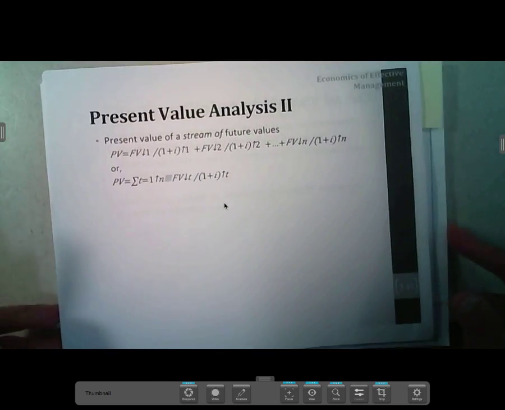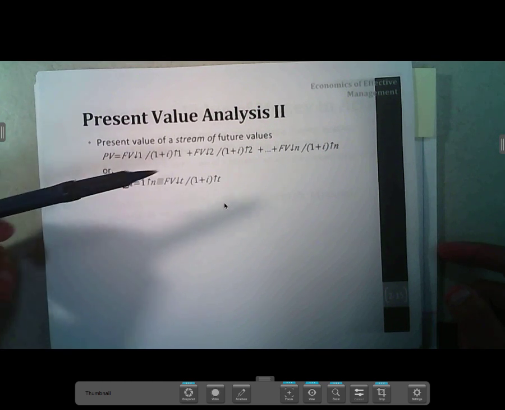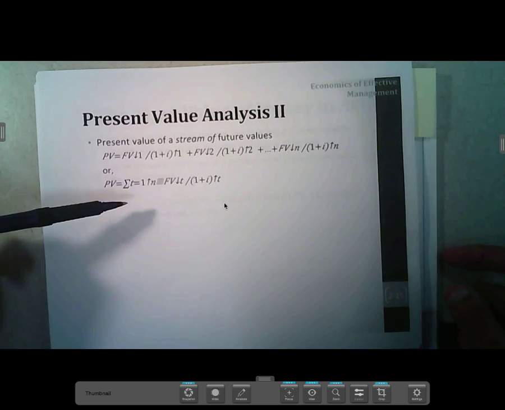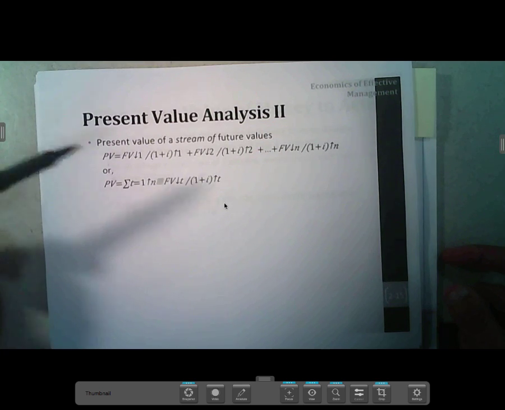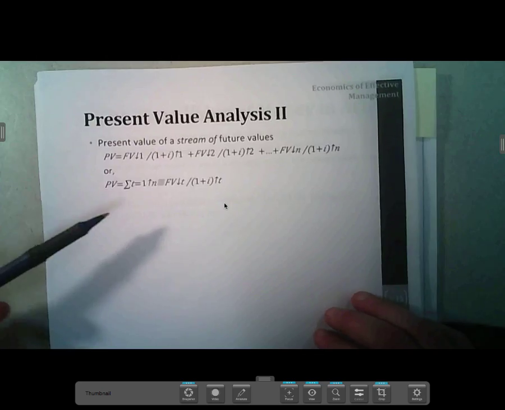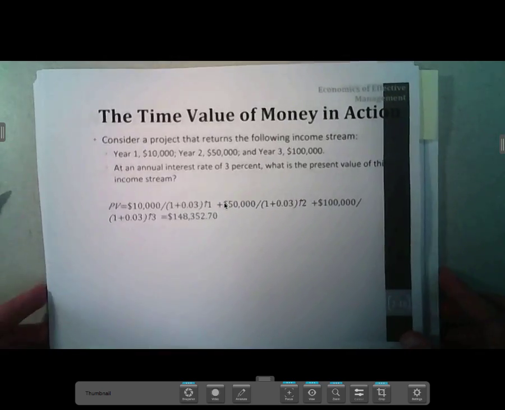And you could see this taken out into a stream of values, right? So I could sum up all those differences. For this class, you don't need to be concerned about this stream of future values. But again, you could understand it as time period 1, time period 2, and I could sum all those time periods.